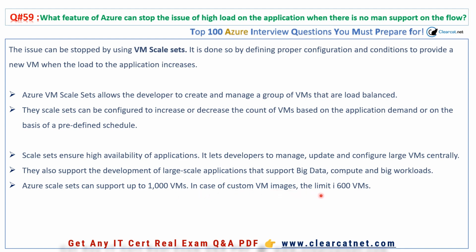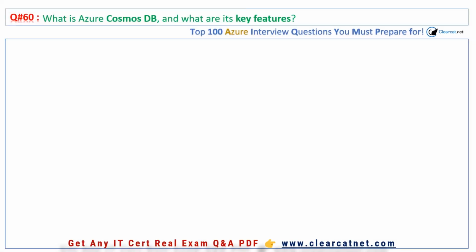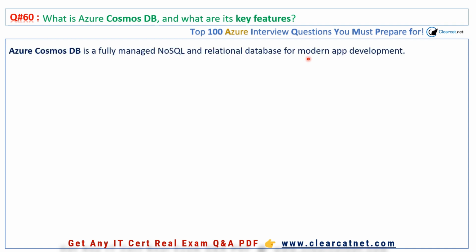So the next question is, what is Azure Cosmos DB and what are its key features? This is also a very common question to check your knowledge of Cosmos DB, how it works, and whether you are aware of the keywords or terminology. So simply you can answer that Azure Cosmos DB is a fully managed NoSQL and relational database for modern app development.